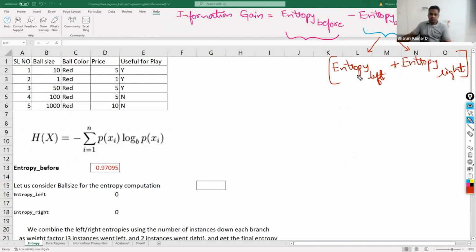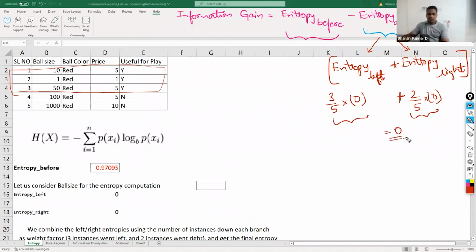On the left side, we had these three. 3 out of 5 entries were on left side. And on right side, we had 2 entries, 2 out of 5. So 3 by 5 into, what was the entropy on the left side? 0. Plus 2 out of 5 were on the right side. So 2 by 5 into entropy of right is also 0. So when you add these two, you get 0. Okay. So entropy before, I got minus so much. Entropy after becomes 0.